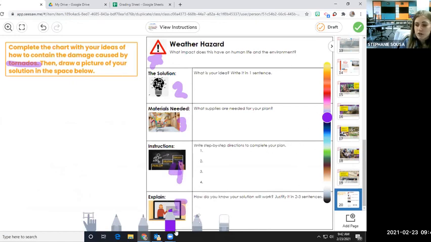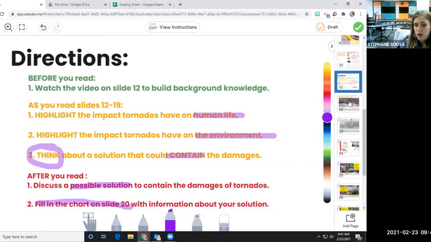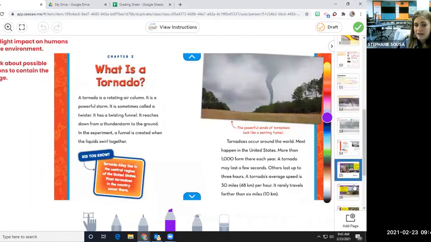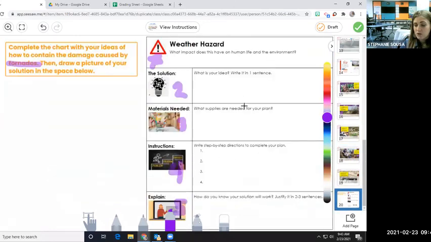As you're working on your solution, I want you to imagine that you can use anything that exists in the world. You don't need to make it about only things that you have in your house. You can pretend like you have all the money in the world to buy anything that you need to buy. But you're going to come up with a solution here to create a way to contain the damages caused by tornadoes. Okay, that is your independent work today. Watch the video, read and highlight the texts, and then complete your chart.